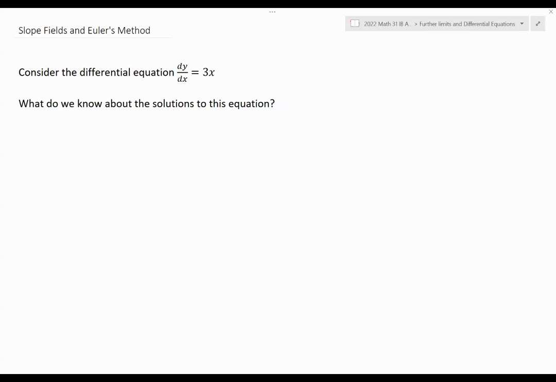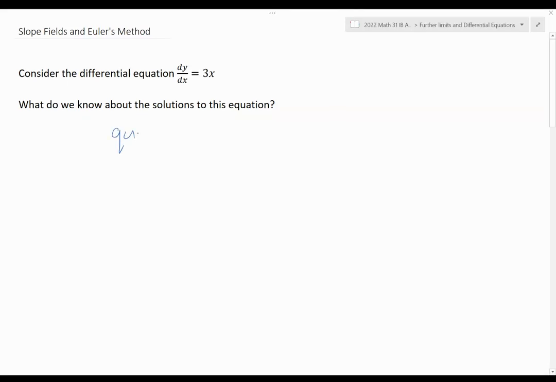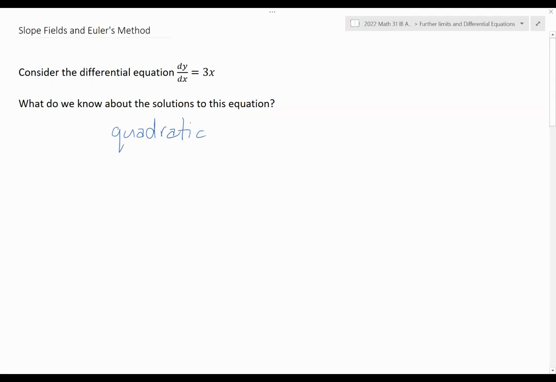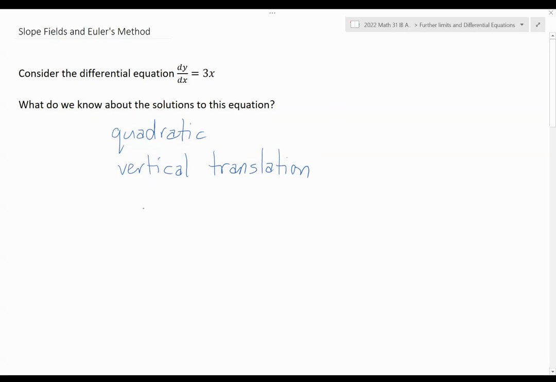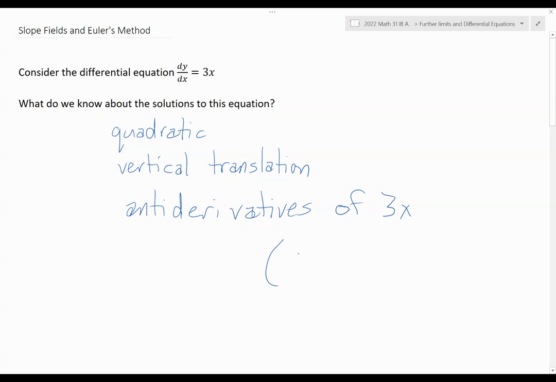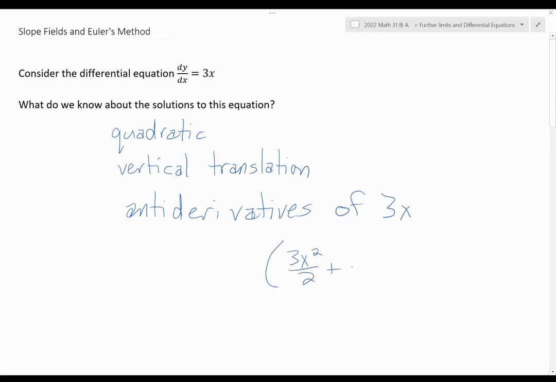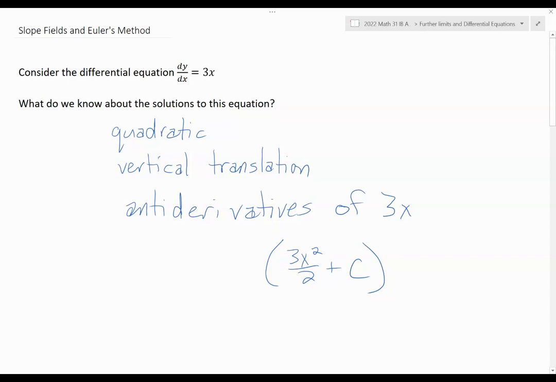dy dx equals 3x. So what do we know about the solutions to this equation? Well, we know a bunch of things based on what we know about integration and what we know about derivation. We know that the solutions are going to be quadratic. We know that we're going to have an infinite number of solutions that are all separated by vertical translations. We've talked about this when doing derivatives. We can know even more specifically that basically the solutions to these are antiderivatives of 3x, which actually means we know that in this particular case, they're going to be 3x squared over 2 plus some constant. So we actually can say quite a bit about these differential equations.